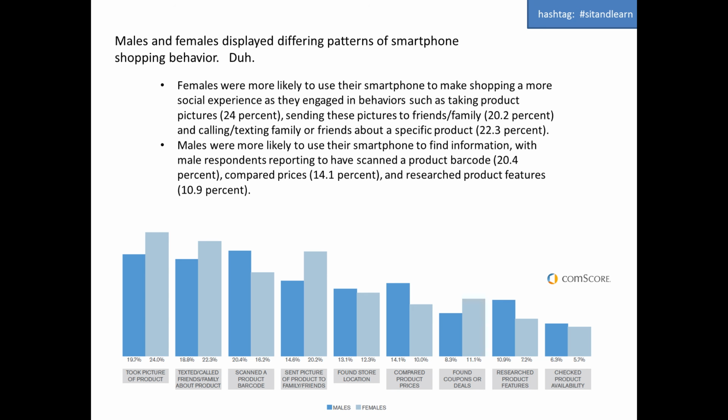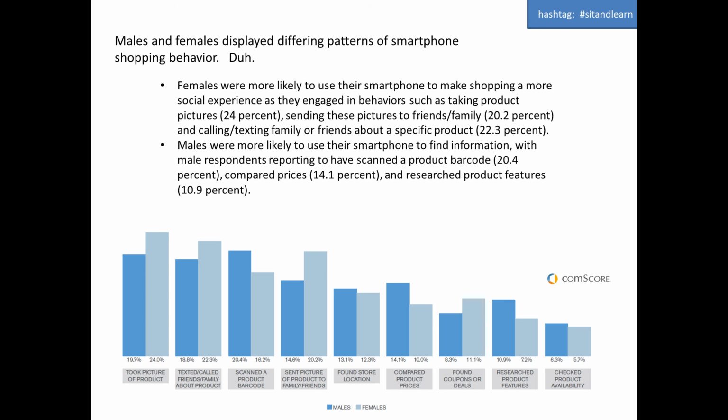So down at the bottom, you'll see the dark blue is the males and the light blue is the females. So the consumer behaviors are broken down into these demographics. Starting with the left, took a picture of a product. You see that the female was more inclined to do that. The second one, text and called friends and family about a product, scanned a product barcode, sent picture of product to family and friends. You can see where the male wins, where they were comparing product prices.